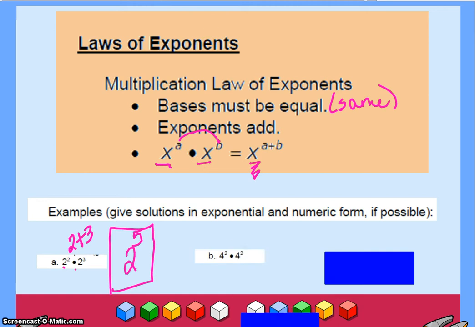If you had 4 squared times 4 squared, your base has to be the same. It is. Your base is 4. And then you take your exponents, 2 plus 2, and add them. 2 plus 2 is 4. Your base stays whatever it was.